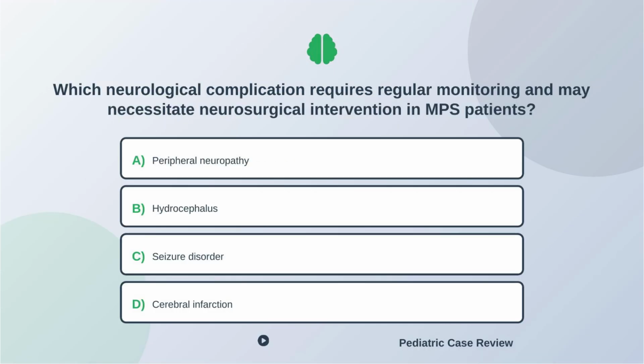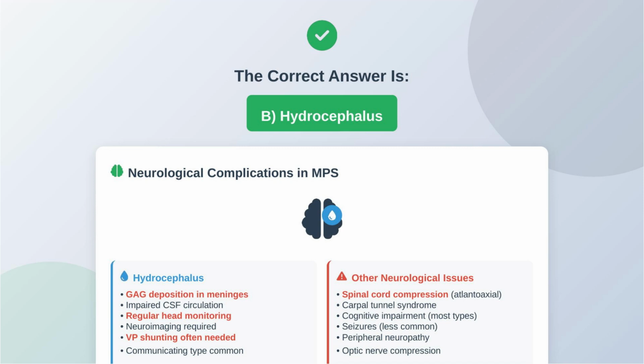Regarding neurological complications in MPS, which neurological complication requires regular monitoring and may necessitate neurosurgical intervention in MPS patients? A. Peripheral neuropathy, B. Hydrocephalus, C. Seizure disorder, or D. Cerebral infarction. The correct answer is B.